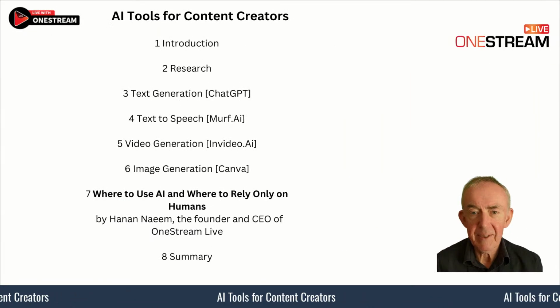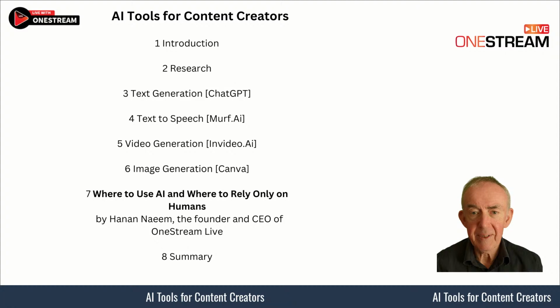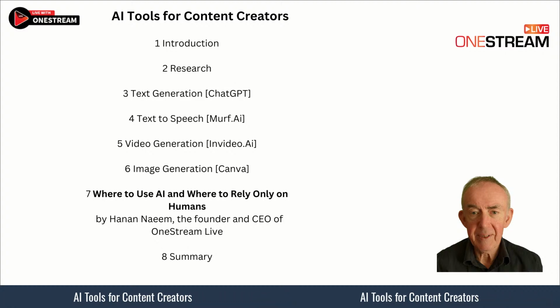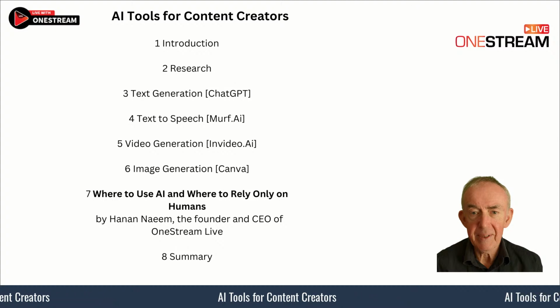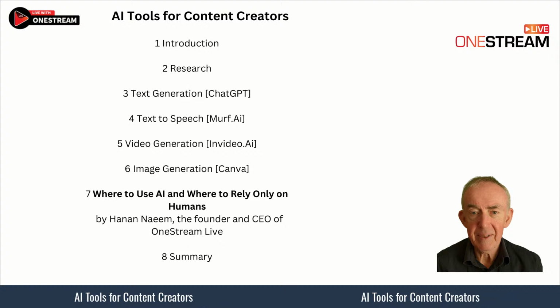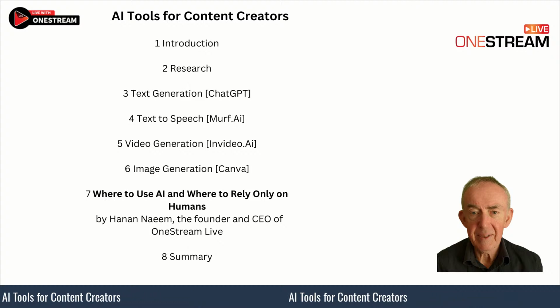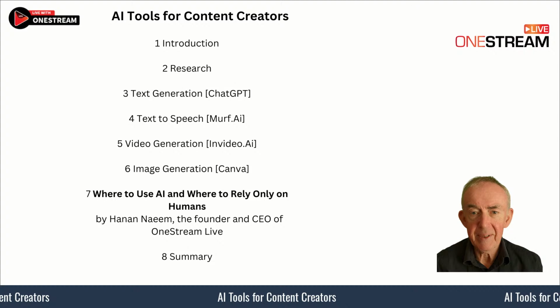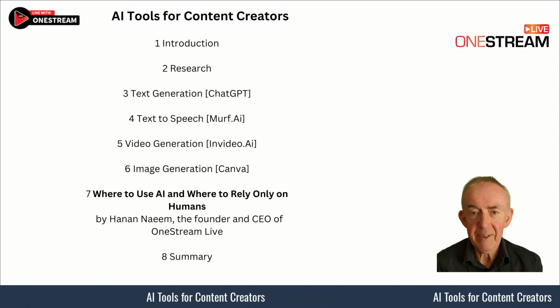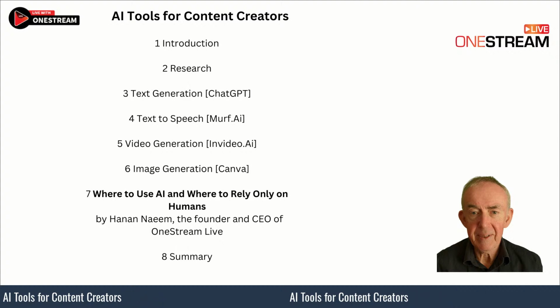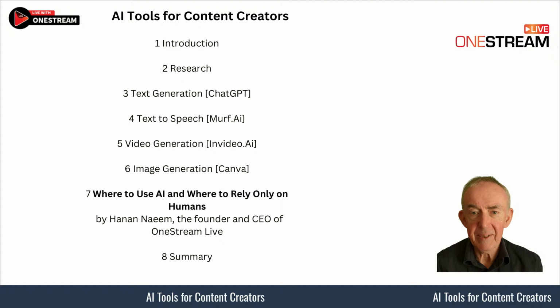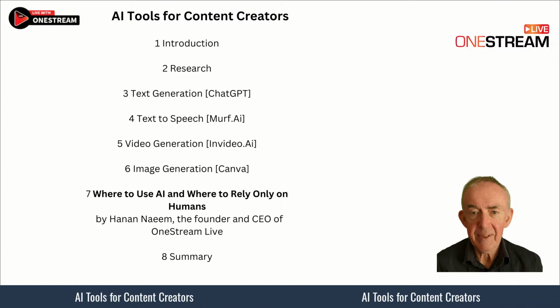Okay, so here is today's agenda. This is what we're going to be looking at today. We've got the introduction, which is what I'm doing now. Then I'm going to talk about research. And then next after that, text generation. We're going to look at ChatGPT. Text to speech. We're going to look at Murph.ai, which you may not have heard of, but I tried it and it is very, very useful. Video generation using InVideo.ai and image generation using Canva.